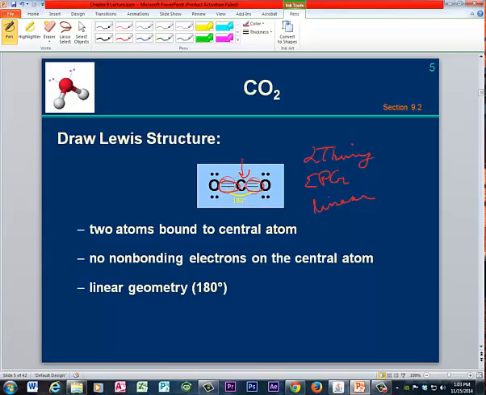And notice, there are no non-bonding electrons on the central atom. If there are no non-bonding electrons on the central atom, then the molecular geometry will be the same as the electron pair geometry. It's going to be linear.